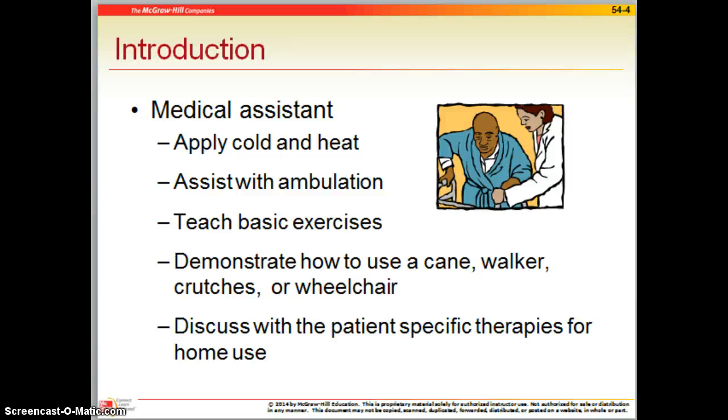This is the introduction to the physical therapy chapter. As a medical assistant, you're going to learn about applying hot and cold packs, assisting with ambulation or walking, teaching basic exercises. We will talk in class about how to use a cane, walker, crutches, and a wheelchair. And you will discuss with the patient specific therapies for at-home use.